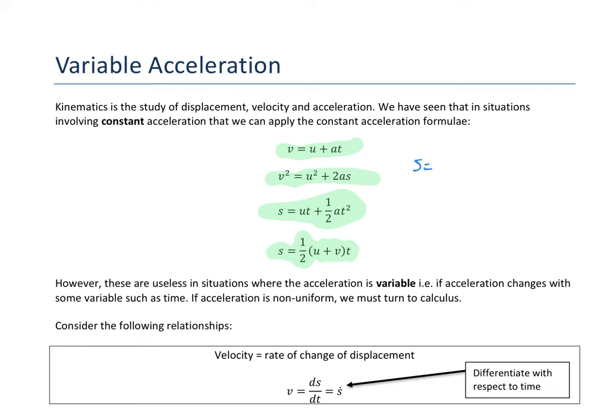This extra one is s = vt − ½at². So it's very similar to this one, but instead of u, it's v, and then the plus becomes a minus. So it's very easy to remember.